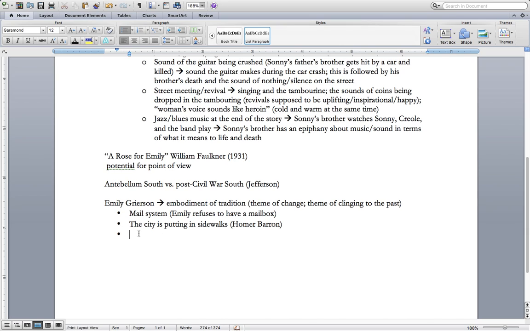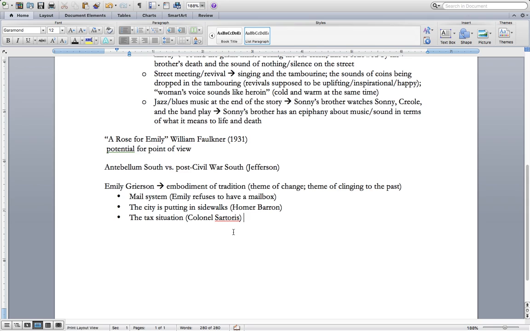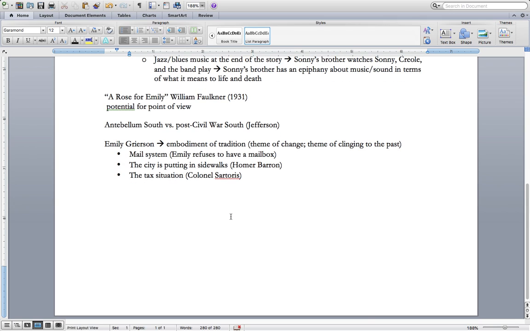We also have the tax situation. So this is with Colonel Sartoris, and before, when Emily was younger, when her father died, I think she was about 30, Colonel Sartoris, out of respect for her, remitted her taxes in this unofficial way. And so when the new people come in, they're like, you owe us taxes. And she's like, not giving you anything. I'm not going to give you taxes. I'm not going to give you this.